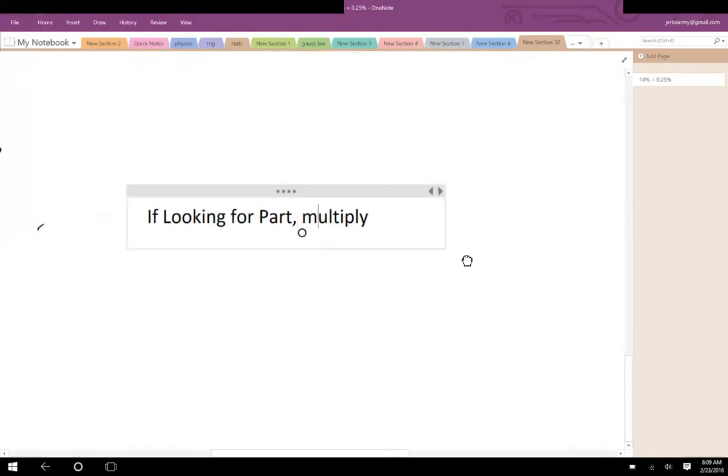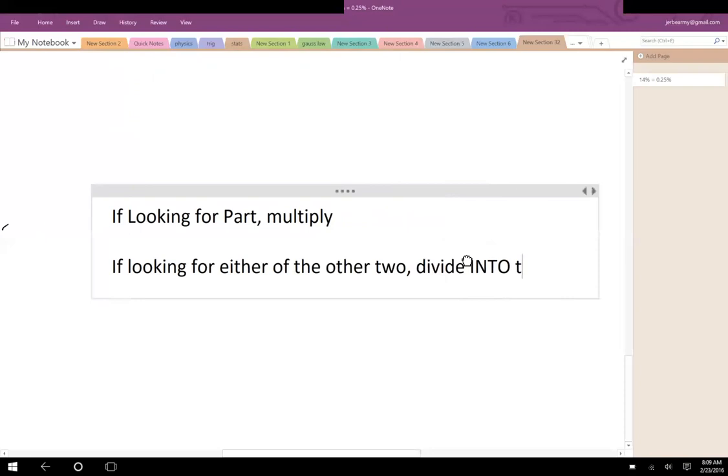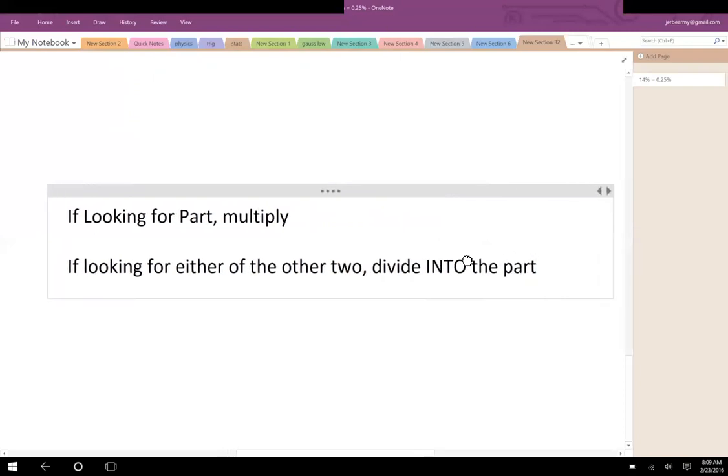Okay, so if you're looking for the part, you're going to multiply. If you're looking for either of the other two, you're going to divide into the part. So it doesn't matter if I'm looking for the percent or if I'm looking for the whole. If I give you the part, you're going to divide something into the part. If I don't give you the part, you're going to multiply whatever I give you. All right?